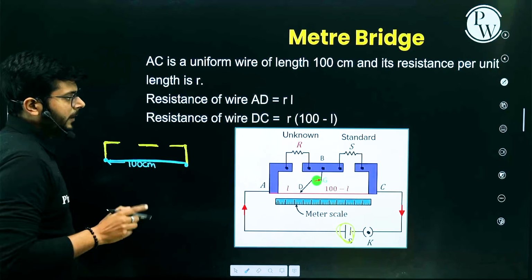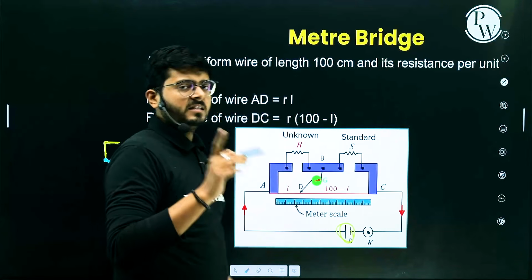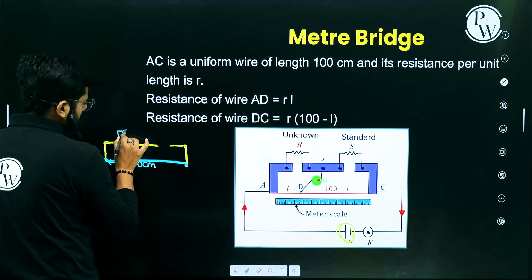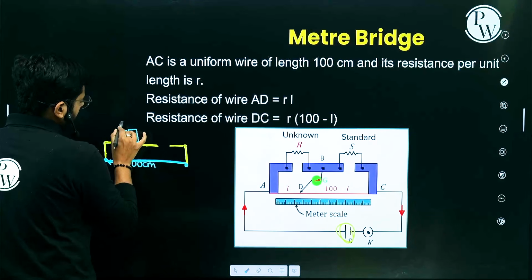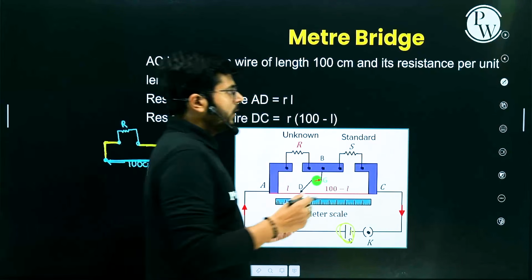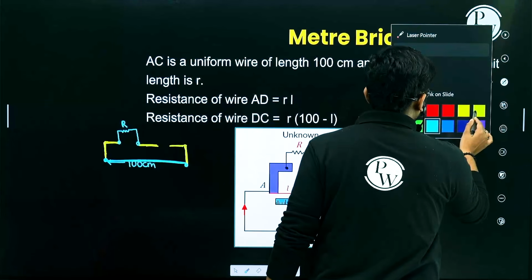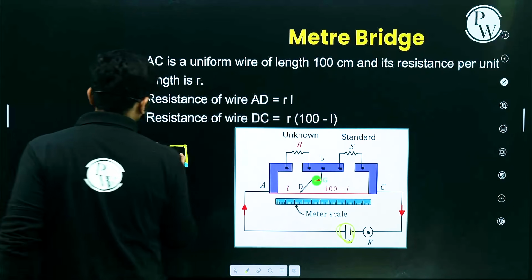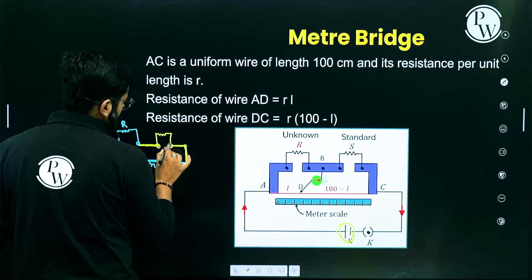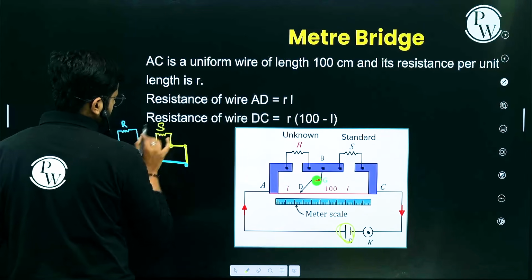Now, as I have told you, you need to have an unknown resistance, and you can only have one unknown resistance. Let us say that the unknown resistance you need to know the value of, you are connecting it over here, right? And there is one more known resistance that you can connect somewhere else. Let's say that you are connecting a known resistance over here, and the value of known resistance is S, right?